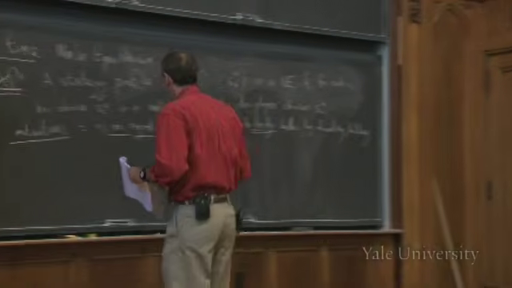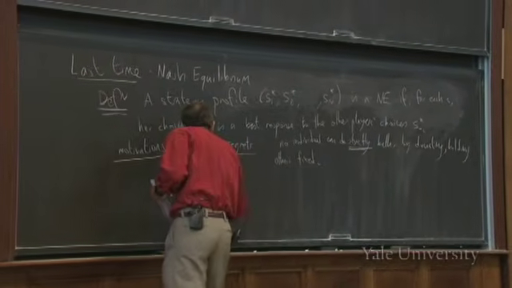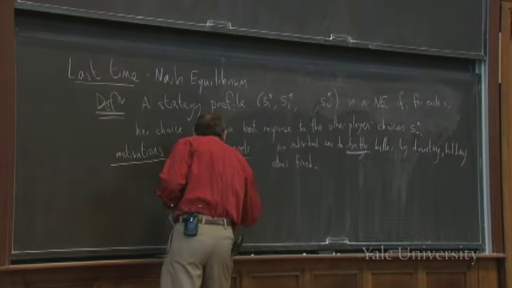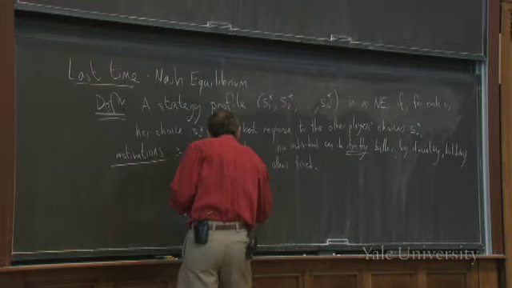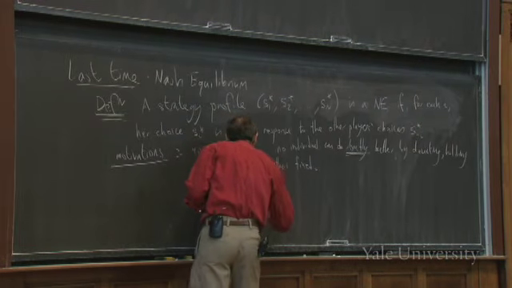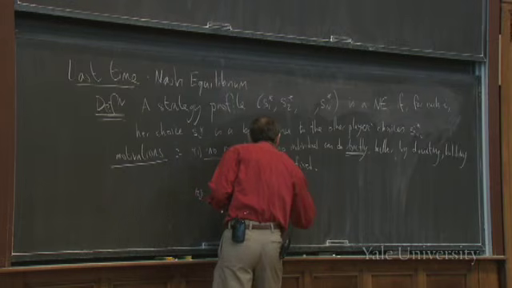Here's a second idea, and we'll see others arise in the course of today. The second idea is that a Nash equilibrium can be thought of as self-fulfilling beliefs.